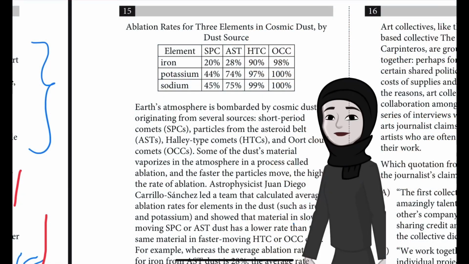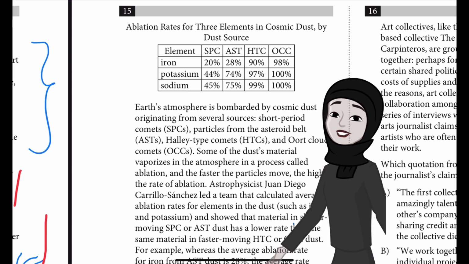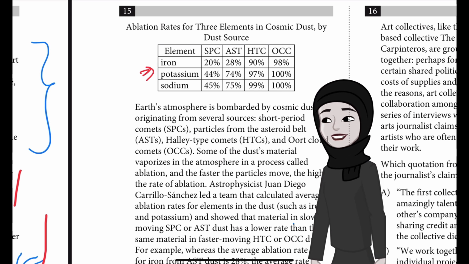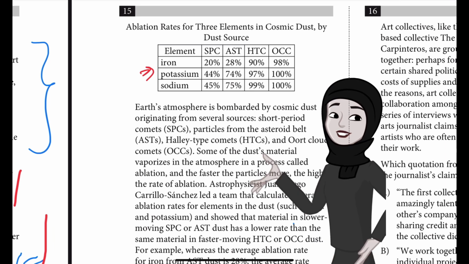Now coming to question number 15. Ablation rates for 3 elements in cosmic dust by dust source. We have a table over here. The 3 elements are iron, potassium and sodium, and then we have SPC, AST, HTC and OCC, and some percentage is given. So let's read the question to find out what that is.